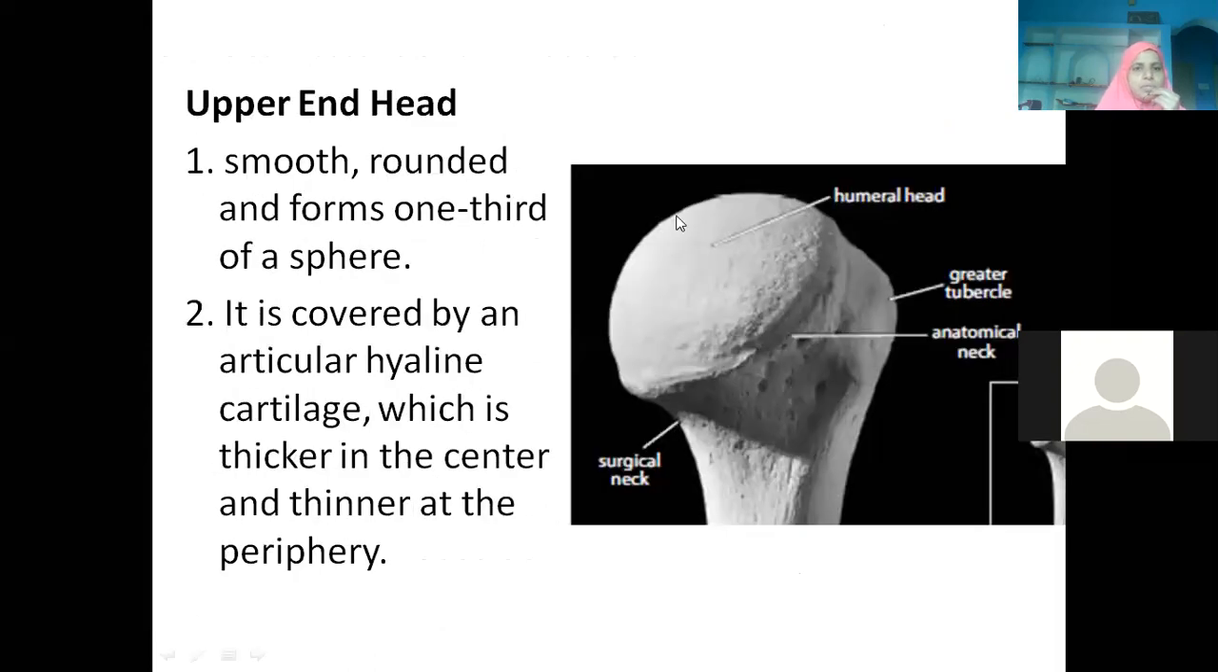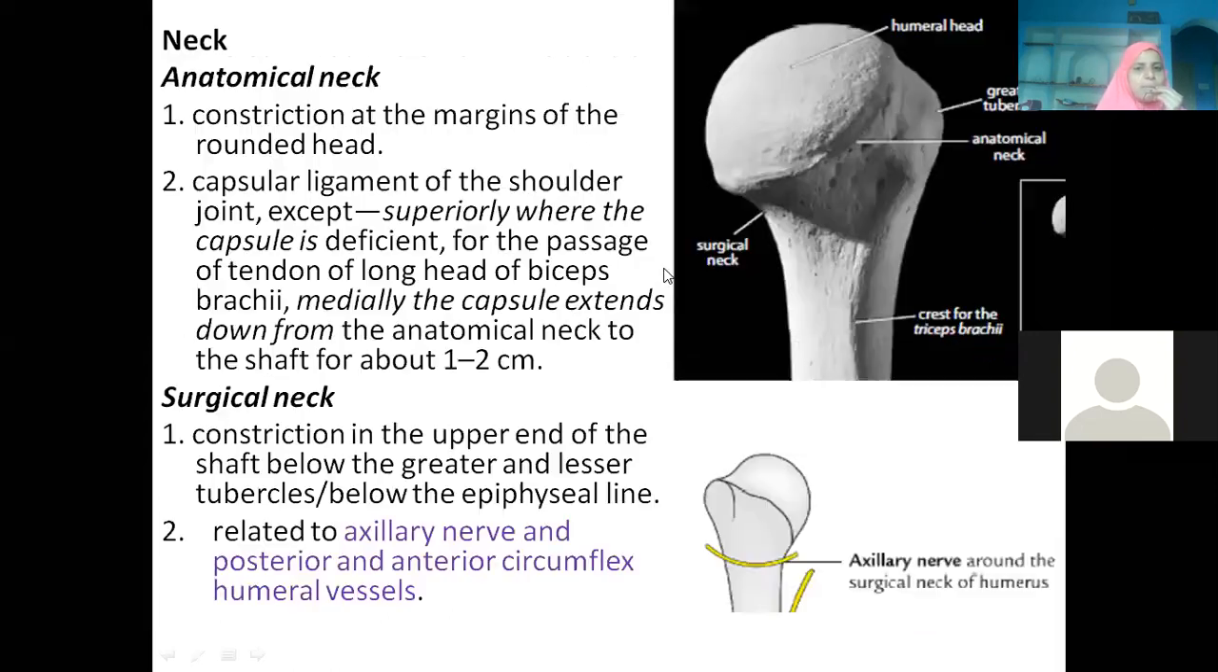This is the head, which is quite smooth and rounded. It forms one third of a sphere. It is covered with articular cartilage, which is nothing but hyaline cartilage, usually thicker in the center and thinner towards the periphery. This is the anatomical neck. Generally 1 or 2 centimeters below it we have the surgical neck, which is related to the axillary nerve, and also the posterior and anterior circumflex humeral vessels. This we will discuss when we do the axillary artery.